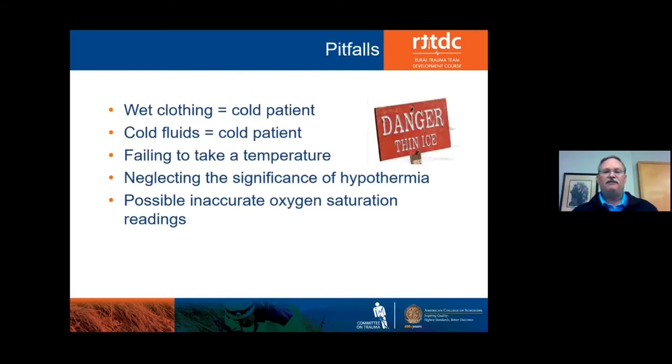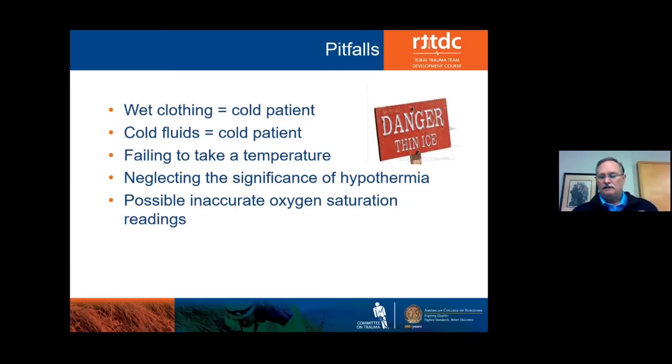Okay. Biggest pitfalls here are not removing the clothes and administering cold fluids. Those are two things that really can be avoided and should be avoided. Another one would be failing to take a temperature while you're doing your surveys. When you roll the patient to check the back, do a rectal temperature. If you suspect they have a spinal injury, you might want to do a rectal exam to check for rectal tone. It's a perfect time to do a rectal temperature at that point in time.